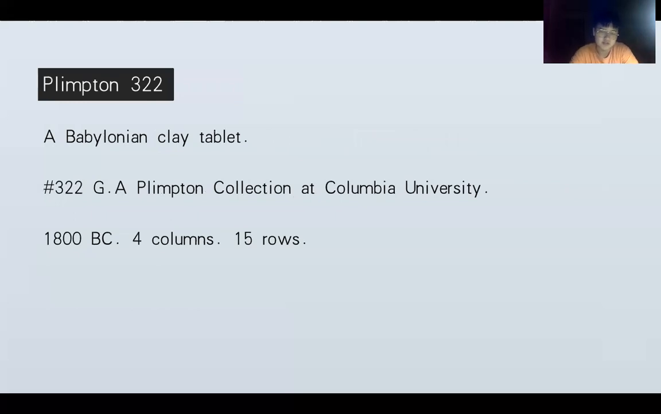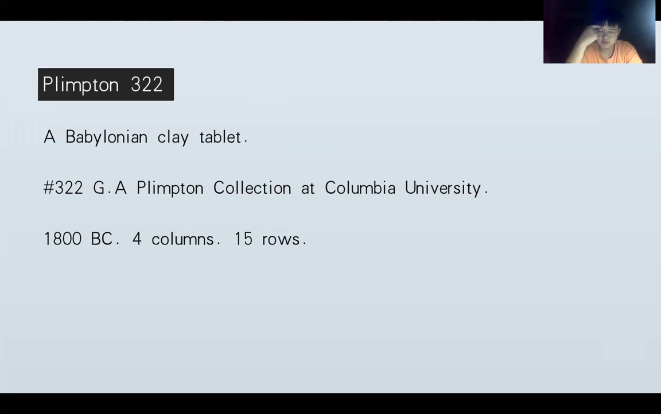Actually, I didn't find much information about Babylonian geometry, so I'm going to talk more about Plimpton 322. I found a lot of interesting stuff about it. Let's say first, what is it? Plimpton 322 is a Babylonian clay tablet. It was discovered in the region called Senkereh, located in southern Iraq, and based on some other research, we can correspond it to the ancient city of Larsa.